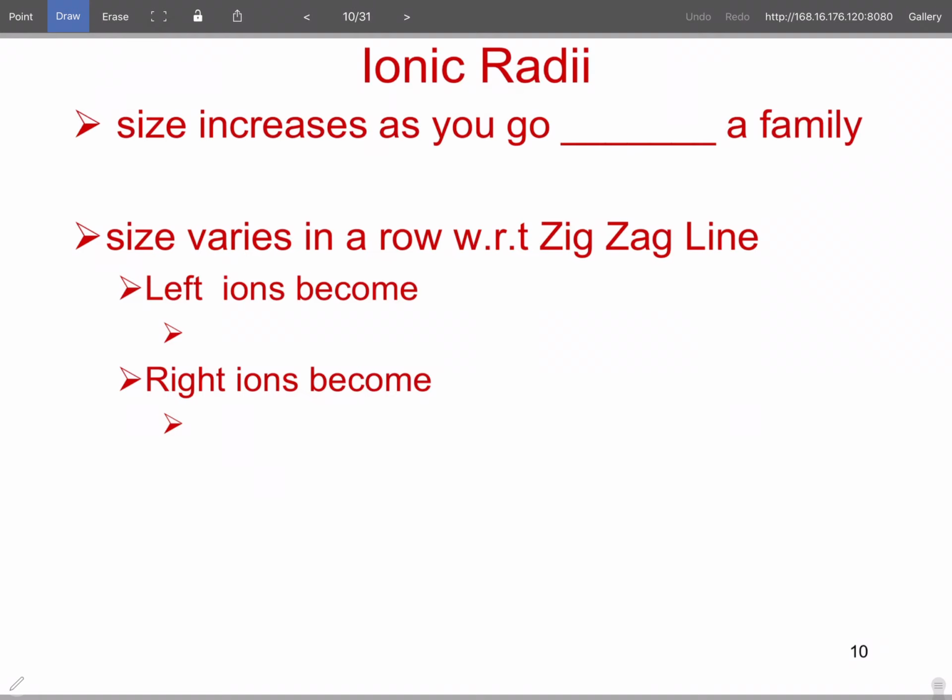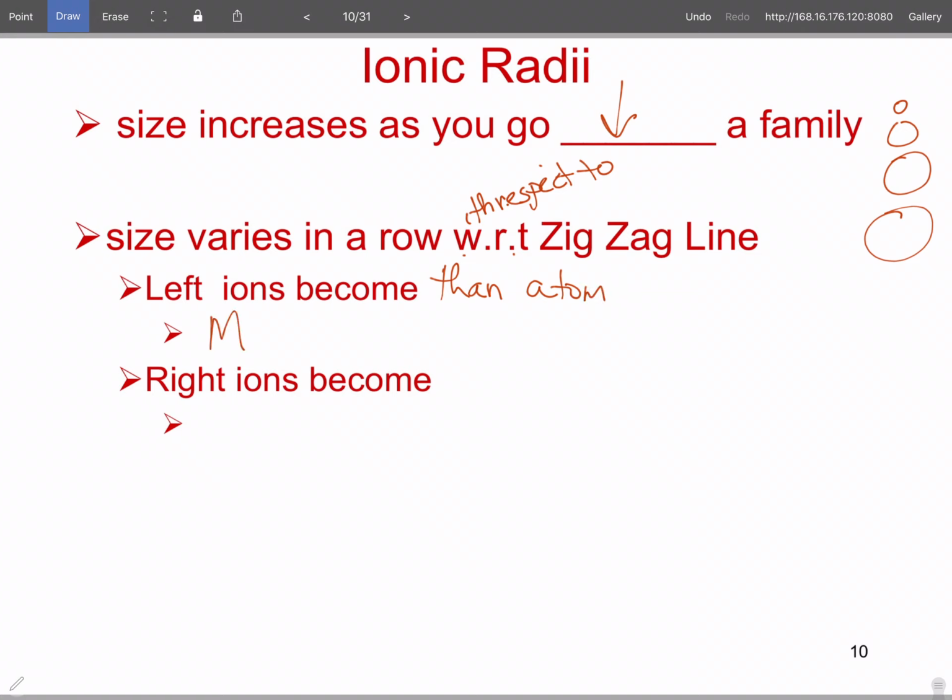So be careful. All right, so the next trend, we took care of the atomic radii. So now let's talk about ionic radii. Now the size is going to increase as you go down a family. It's a given because remember, it just keeps getting bigger, layers of an onion, as you go down. But the size is going to vary in a row with respect to a zigzag line.